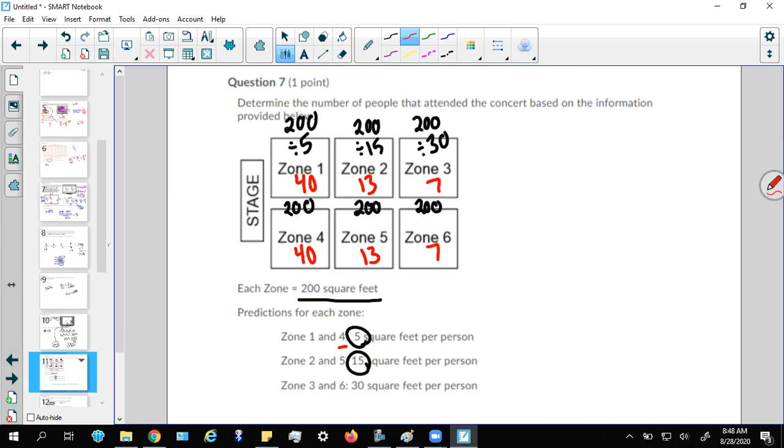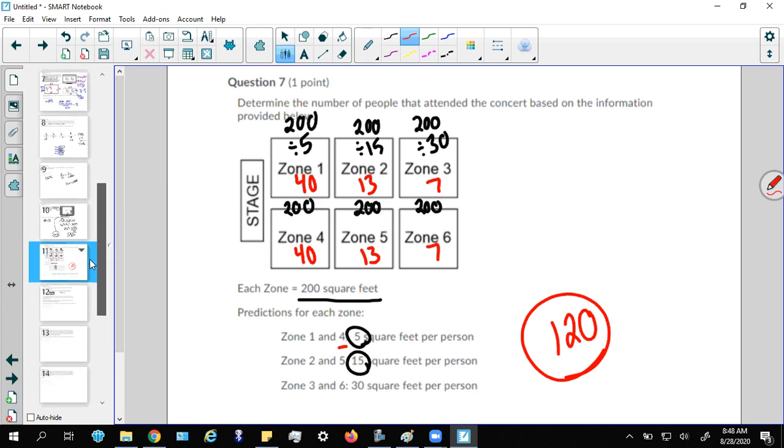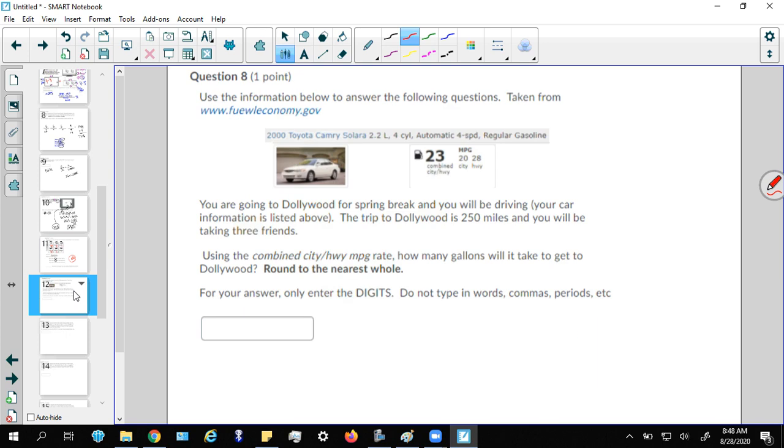So we start adding, and we get a grand total of 120 people that came to this particular concert. Not that many people. All right, so this is another one of those questions where you can create a proportion if you wanted to. I would just simply divide.